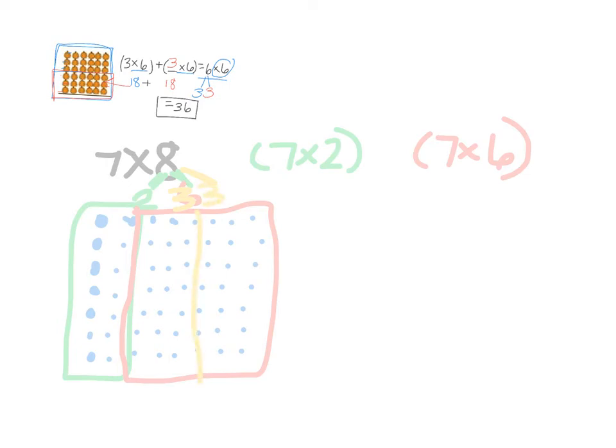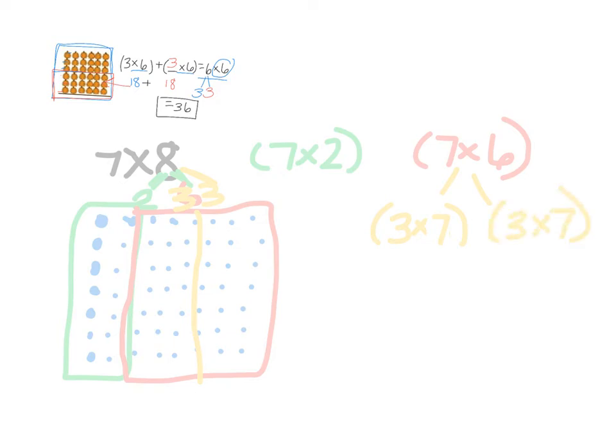So now I have 3 and 3, and instead of 7 times 6, I have 3 times 7 and 3 times 7. All right, okay, so that helps me to split that up.